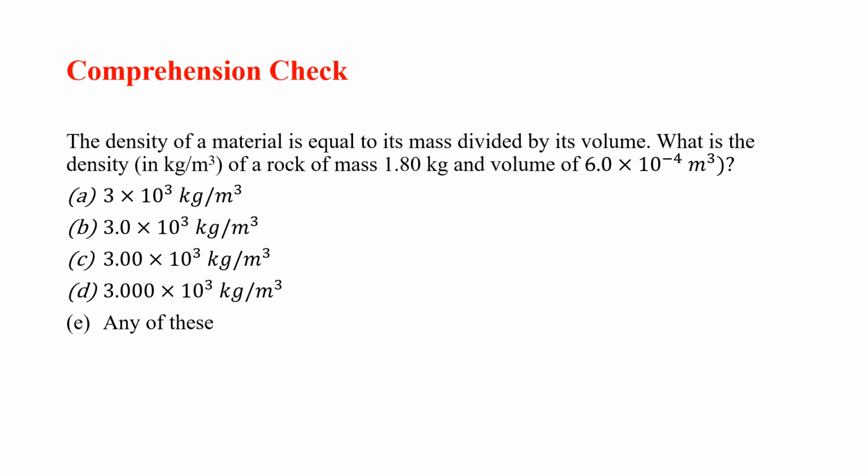Let us have some comprehension check. The density of a material is equal to its mass divided by its volume. What is the density in kilograms per cubic meter of a rock of mass 1.80 kilograms and volume of 6 times 10 to the negative 4 cubic meters? So what do you think is the right answer?